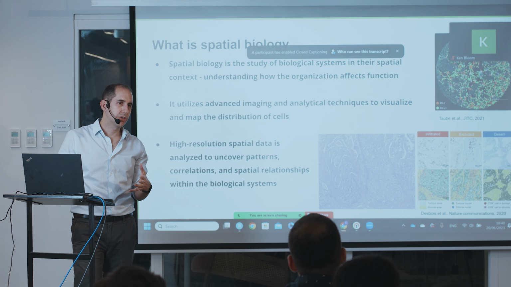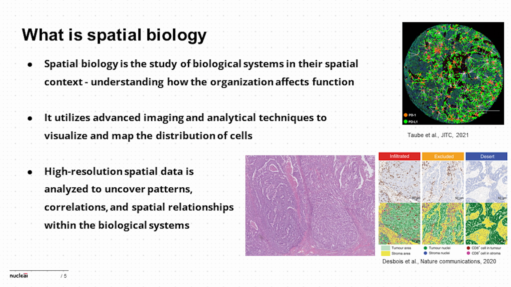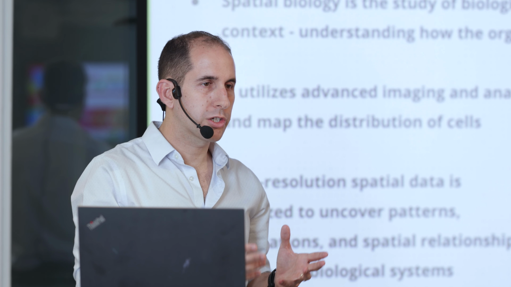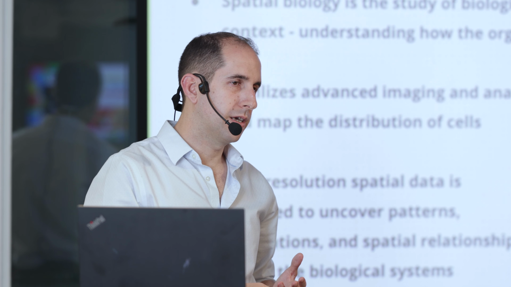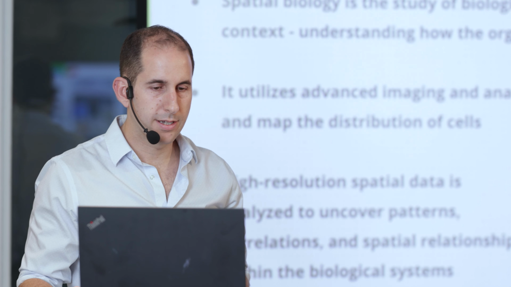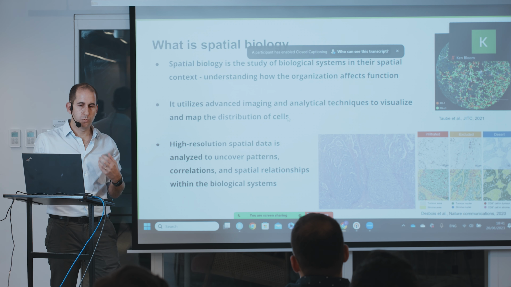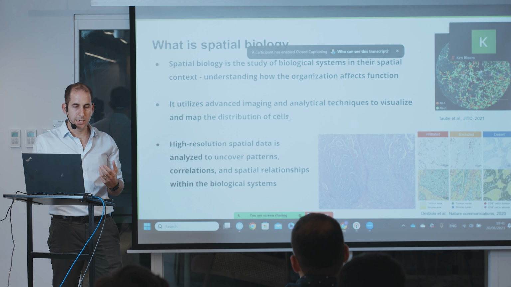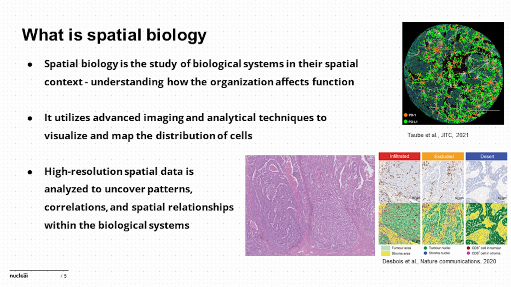And now we reach a stage where we have newer analysis methods such as multiplex imaging, and we can get into a much higher resolution. We can have cellular subtypes, and we can have their cell state markers to understand what they are doing, what their function is within the tissue. So now, for example, we can identify PD-L1 positive tumor cells and see whether they have CD8 PD-1 positive T cells in their proximity. This really allows us to enhance the biological insights that we can get from pathological samples. So in spatial biology, we're trying to utilize advanced imaging and analytical techniques to visualize and map the distribution of cells. Then we use this high resolution spatial data to uncover patterns, correlations, and spatial relationships within biological systems.